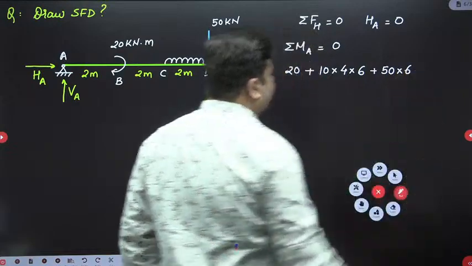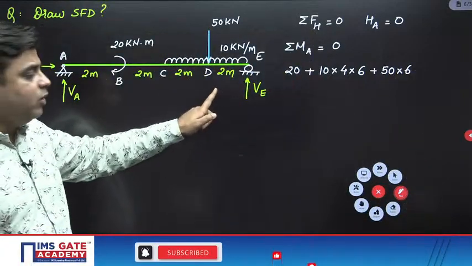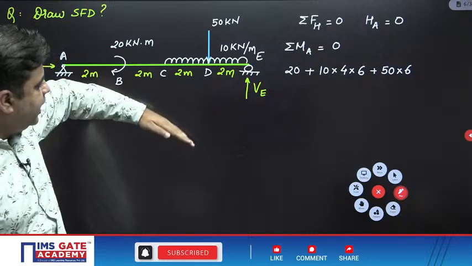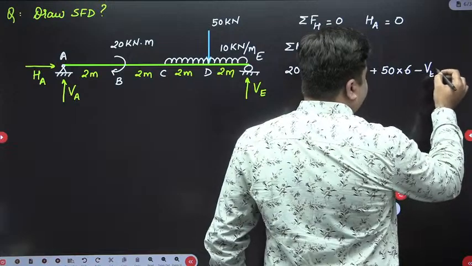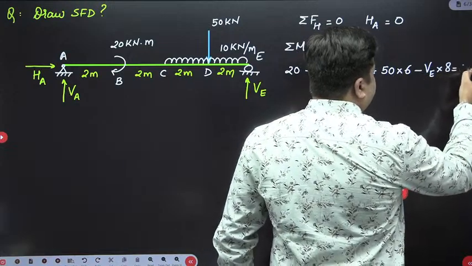The next moment will be due to this VE, and its value will be VE into 8, and it will be an anti-clockwise moment about A. So I will write minus VE into 8. Please tell me the value of VE.